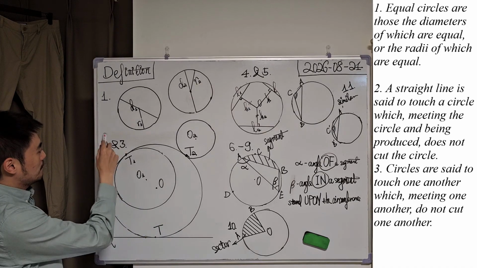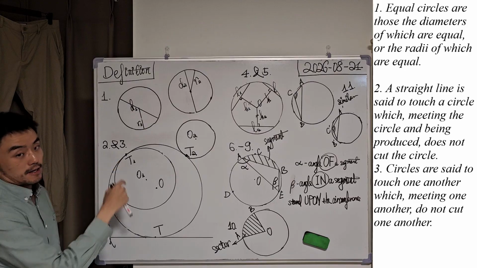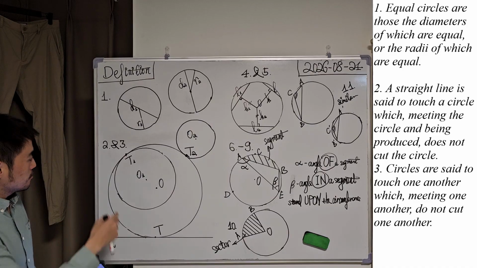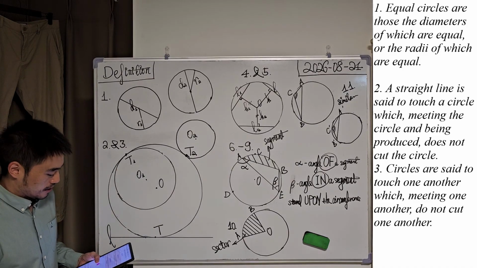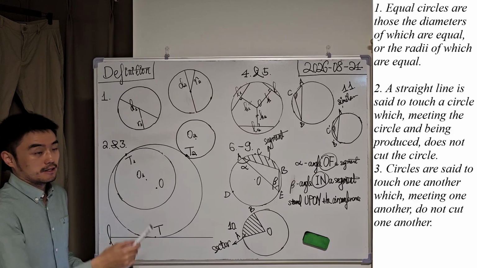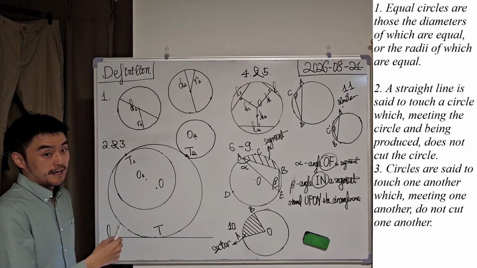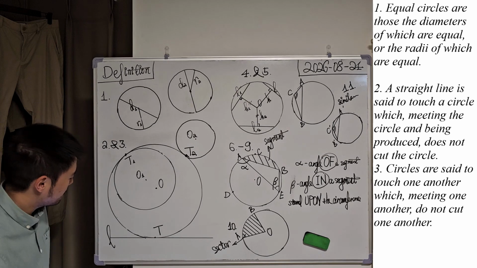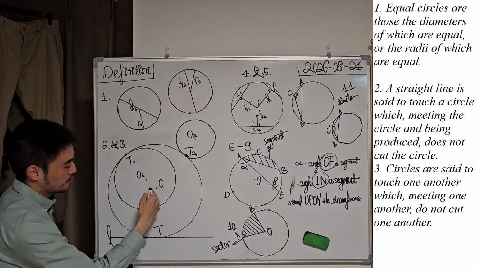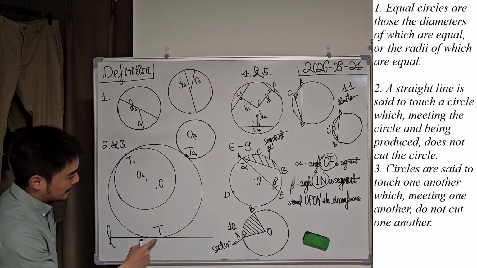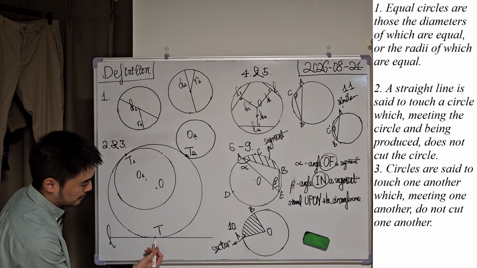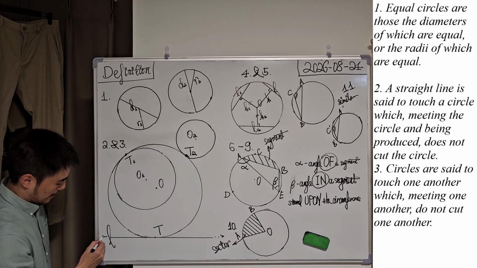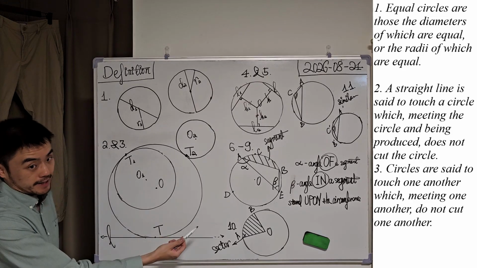And we would like to put definition 2 and 3 together because they are talking about the relationship of touching. Okay, so definition 2 says that a straight line is said to touch a circle which meets the circle, and if being produced, it will never cut the circle. So for example, we have a straight line here, L, and a circle O here, and it is said to touch the circle, for example, at the point T, if we produce this straight line in either direction, and it will never cut the circle.